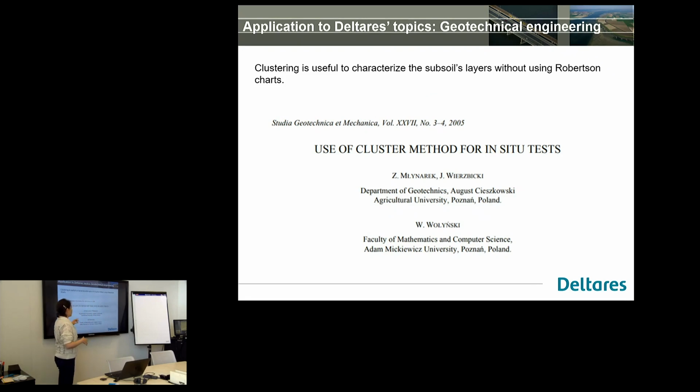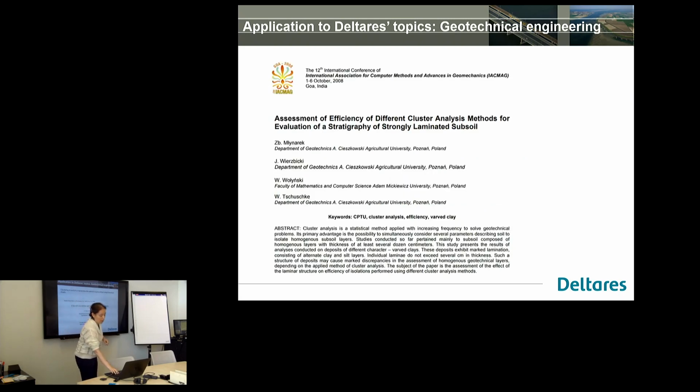And in geotechnical engineering, for instance, clustering can be very useful to characterize the subsoil types without using the Robertson charts. So actually that method has been widely used in the literature. This is one example, and this is another one.